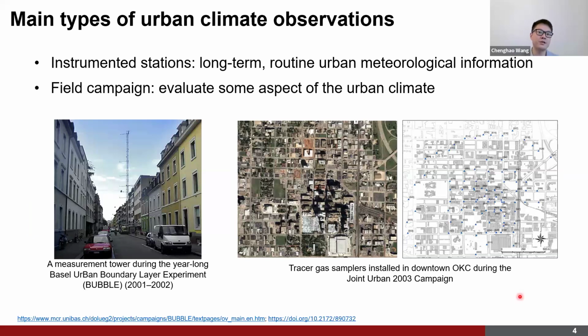So the second type of observation is field campaign or field experiment, which is commonly used to evaluate some certain aspect of the urban climate. These field campaigns usually have much shorter time when compared with these instrumented stations, but they have much denser spatial configuration. Usually we will have a very dense configuration of sensor network, for example, across the neighborhood, or across the entire city, just to figure out the distribution of air temperature or the distribution of air pollution after a tracer release, which we will talk about in a moment.